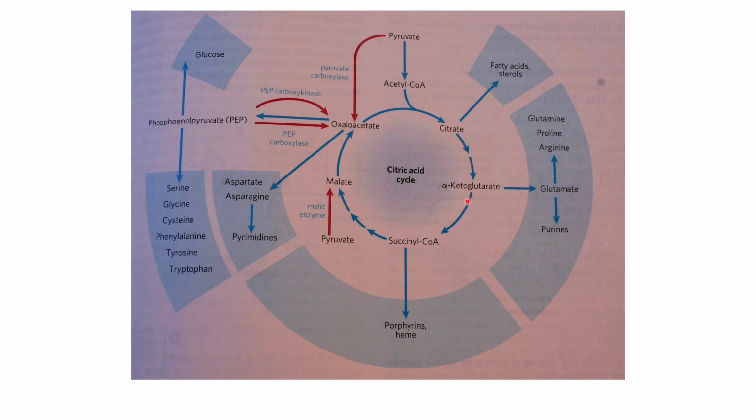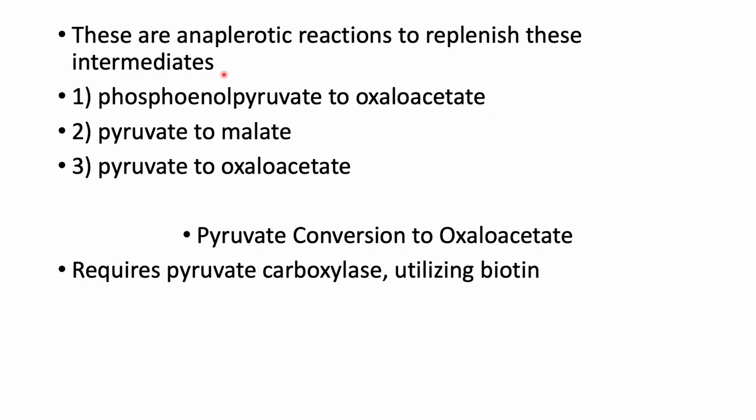Alpha-ketoglutarate, having one extra carbon, can be transformed to glutamate, which goes to purines, also to arginine, proline, glutamine, and citrate can be converted directly. Since it's heavily reduced, you can go to fatty acids and sterols quite nicely. There are anaplerotic reactions that replenish these intermediates. So you can have phosphoenolpyruvate convert to oxaloacetate, pyruvate to malate, pyruvate to oxaloacetate. The pyruvate conversion to oxaloacetate is quite interesting.